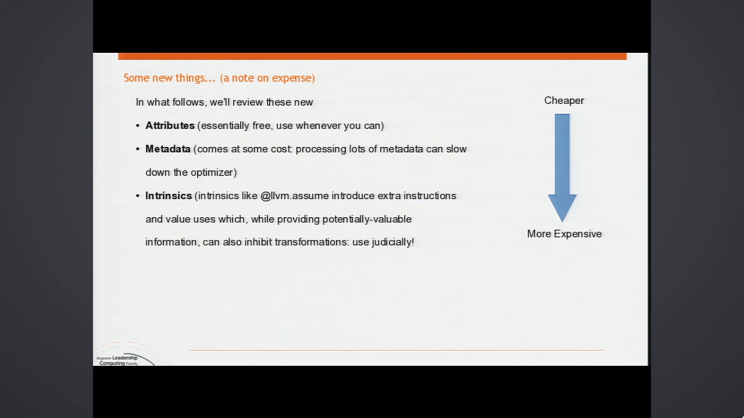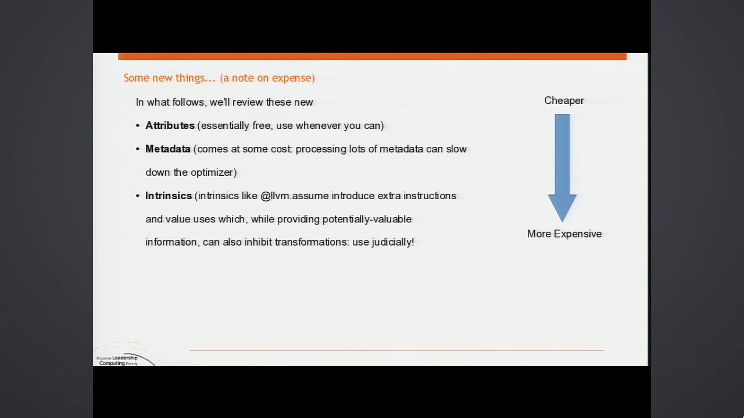This is my diagram of how these various features can be used in terms of their expense in compile time and their potential impact on other optimizations. First at the top, I have attributes. Attributes apply only to functions, function return values, and function arguments, but they are essentially free. You may use them whenever you think they might apply. There's essentially no harm in doing so, aside from optimizer bugs and other things that may exist. So you can think of them as free.